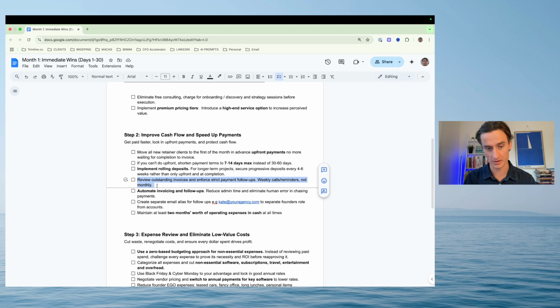Pretty obvious one. This one, the CFO is going to tell you this. Always look at outstanding invoices, with strict payment follow-ups. The squeaky wheel gets the oil. So make sure that we are reminding them regularly in a nice way, obviously with a human touch. But monthly follow-ups are not enough, especially for those bigger invoices. You can automate this. Xero has the ability to send those auto reminders.